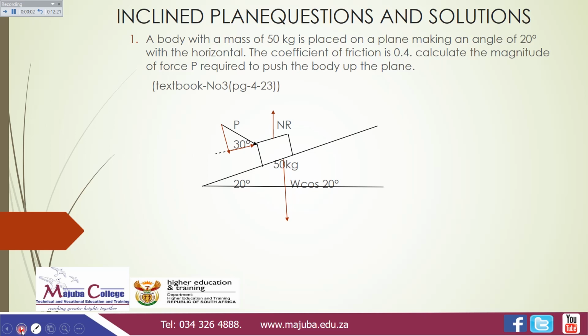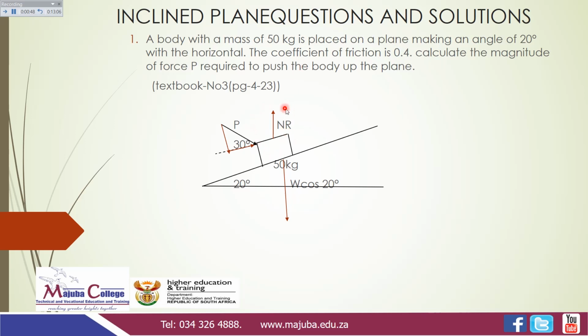Now let's take the questions. This one is from your textbook. We'll take number 3 on page 23 of module 4. We've got a body with a mass of 50 kg that is placed on an incline making an angle of 20 with the horizontal. You've got the coefficient of friction, which is 0.4. And here we have to calculate the magnitude of force required to push the body up the plane. You are given the diagram that shows everything that is there in your statement.